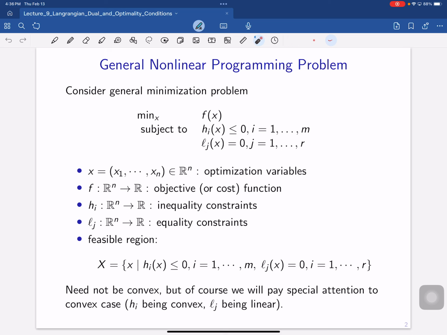So what does it mean for these nonlinear programs to be convex? In order for this nonlinear program to be convex, all the inequality constraints must be convex. If h_i of x is convex, then this describes a convex region. This is like the sub-level sets of a convex function. And then the equality constraints must be linear in order for the feasible region to be convex.